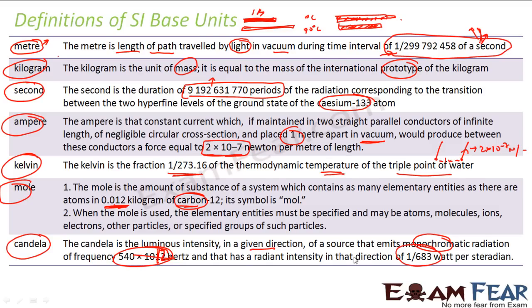These are the standard definitions, because when you say 1 kg, what does 1 kg mean? When you say 1 meter, what does 1 meter mean? So what are the bases of these?